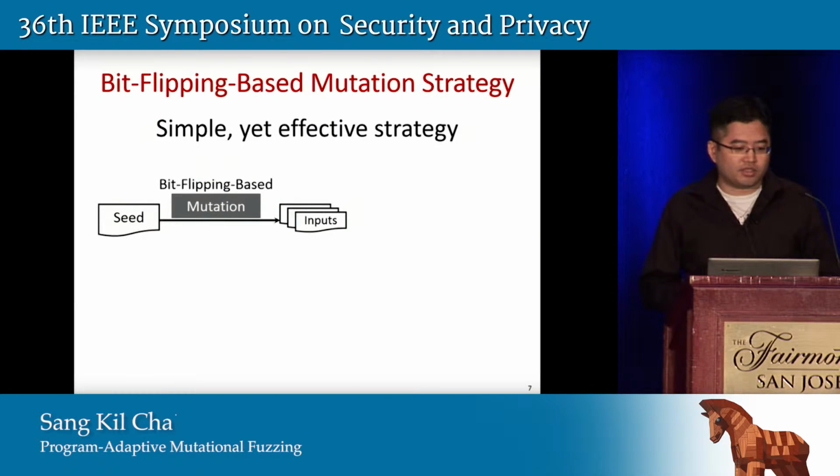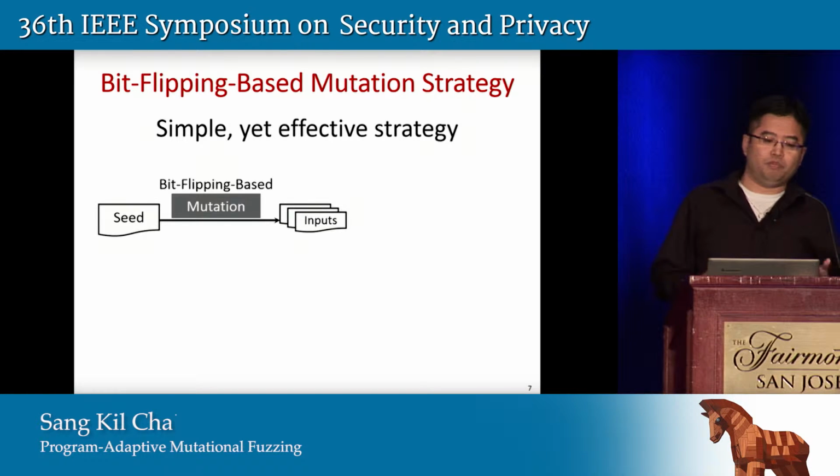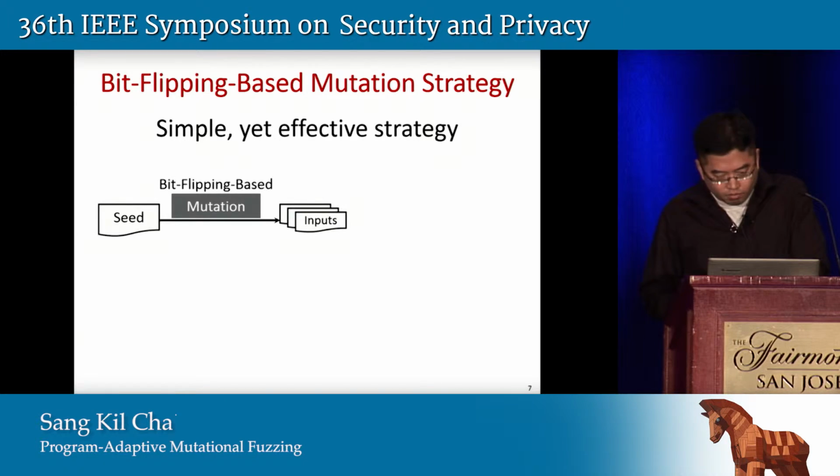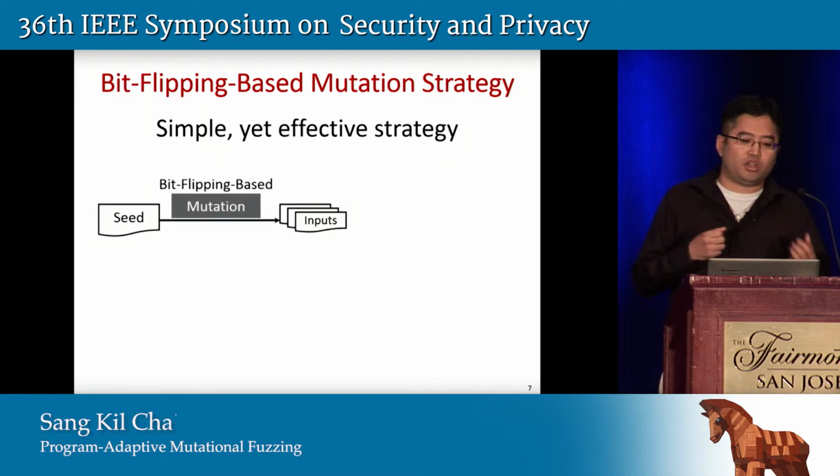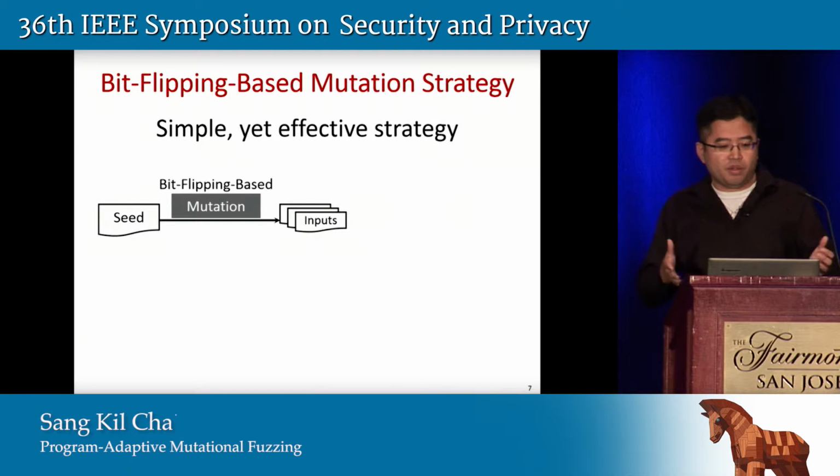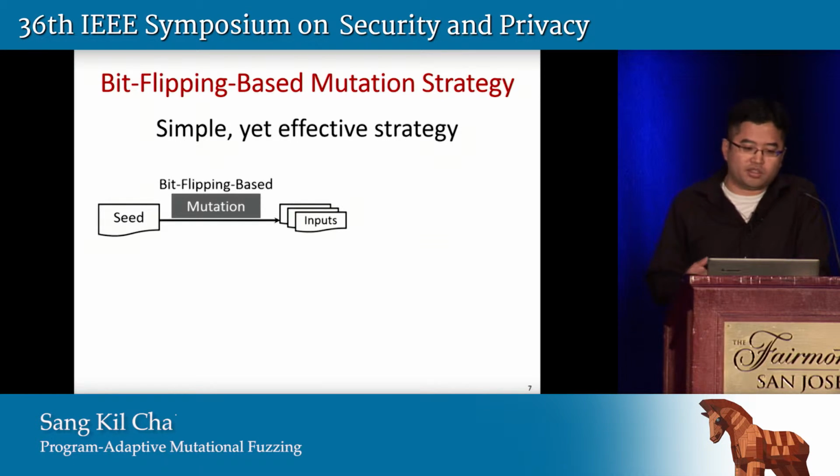The bit flipping based mutation strategy is a very simple yet popular technique. The idea is to take a seed and generate test inputs by flipping several bit positions from the seed. Although it looks very simple, it is surprisingly effective in practice, and therefore it is used by many practical fuzzers, as I mentioned. However, there is one issue in using this particular strategy.